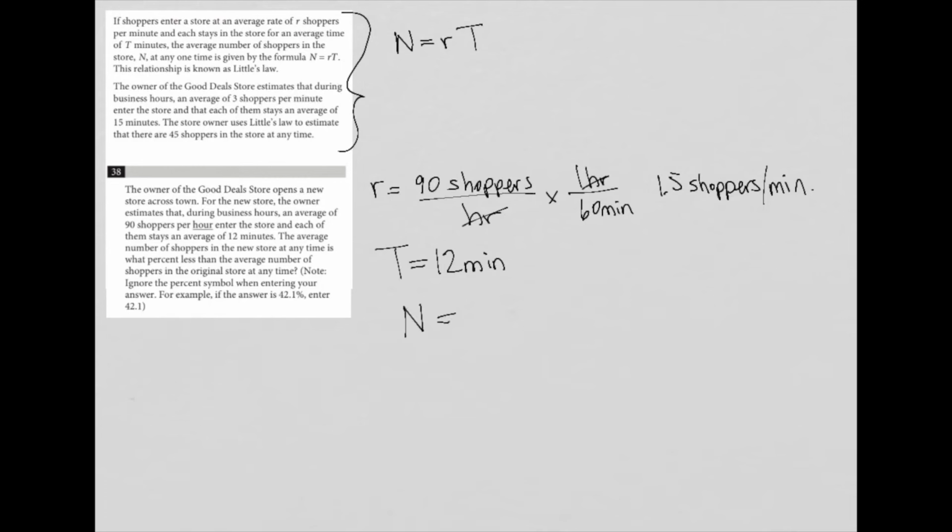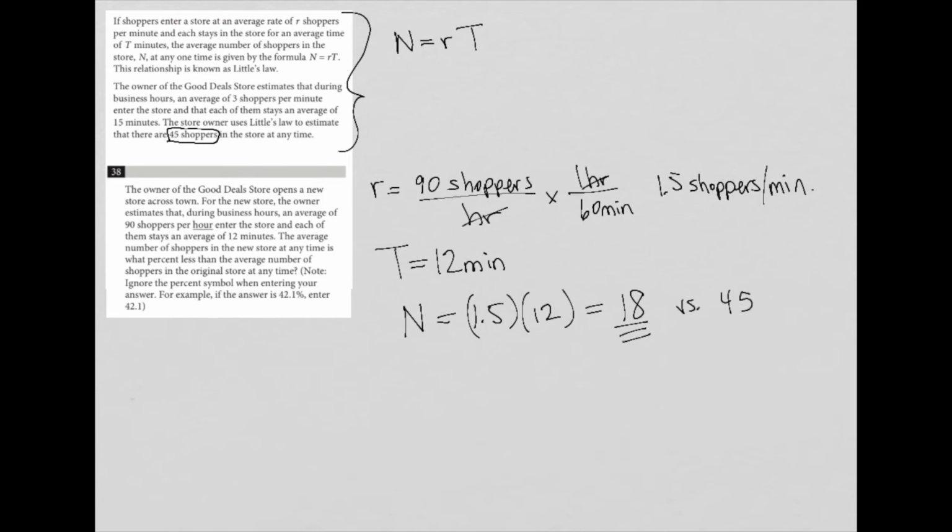That'd be N equals R, which is 1.5, times T, which is 12. 1.5 times 12, sorry about that, mistyped it in my calculator. N is equal to 18, so 18 for this new store. So the average number of shoppers in the new store, the 18, at any time is what percent less than the average number of shoppers in the original store at any time. So the original store, we were given that information as 45. So we're comparing 18 versus 45.